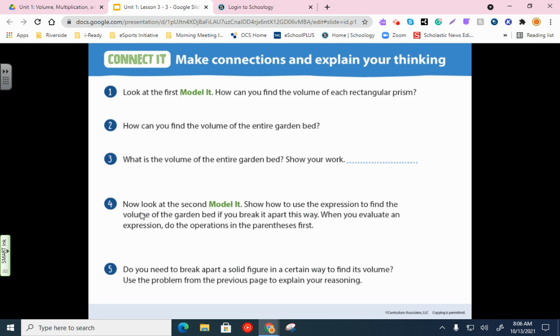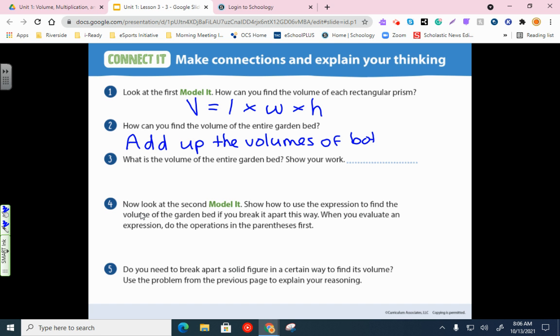So look at the first model. That's the one where it's a top and a bottom. How can you find the volume of each rectangular prism? Well, we already did that with our first example. So we're just going to write, this is what we could have used for that one. For number 2, how can you find the volume of the entire garden bed? And we did that as the last step, add up the volumes of both prisms.